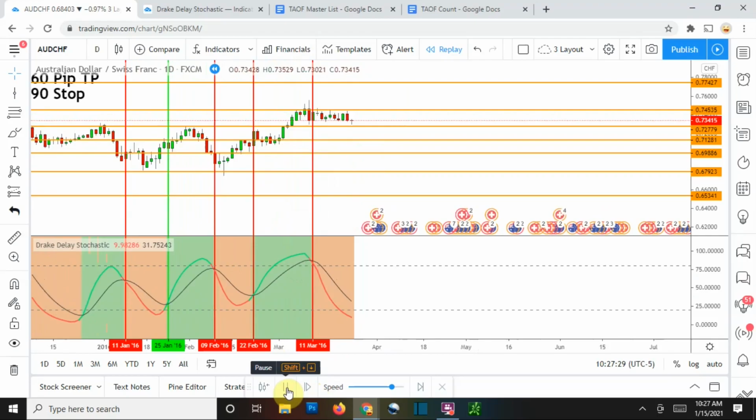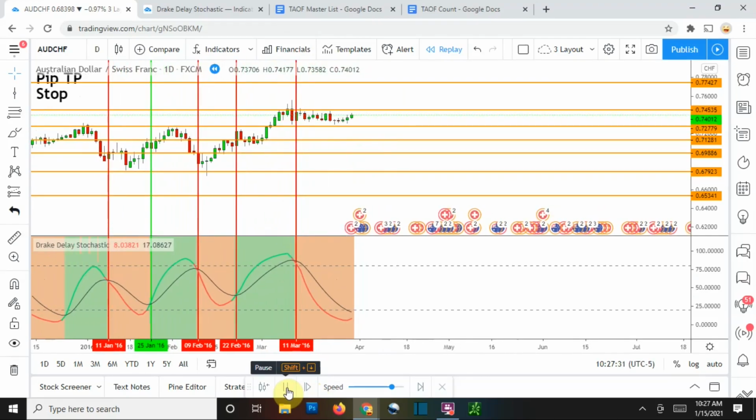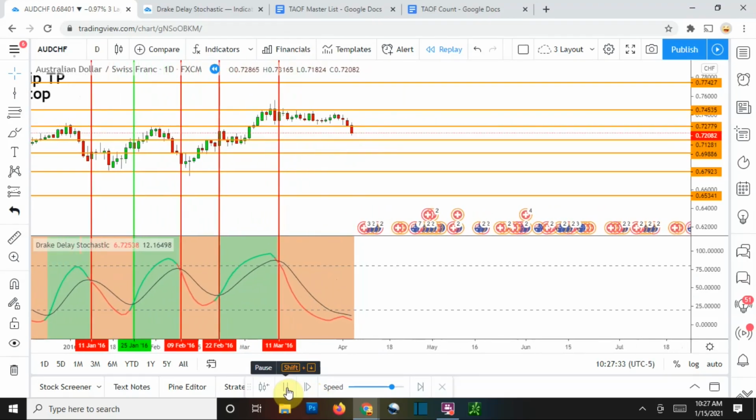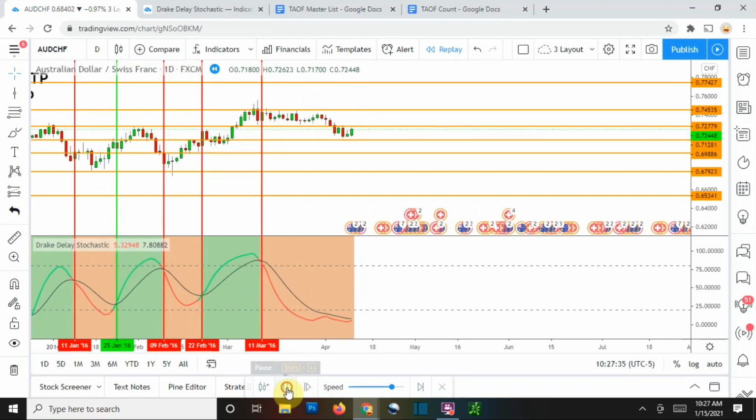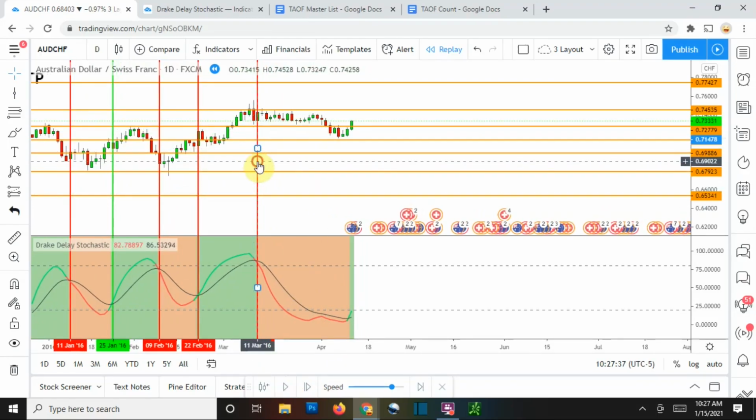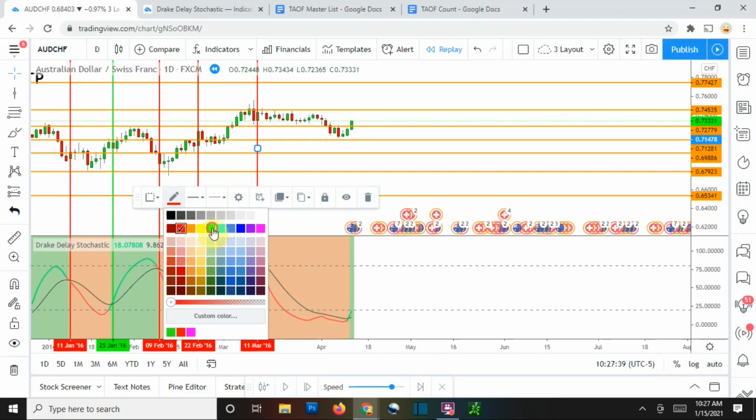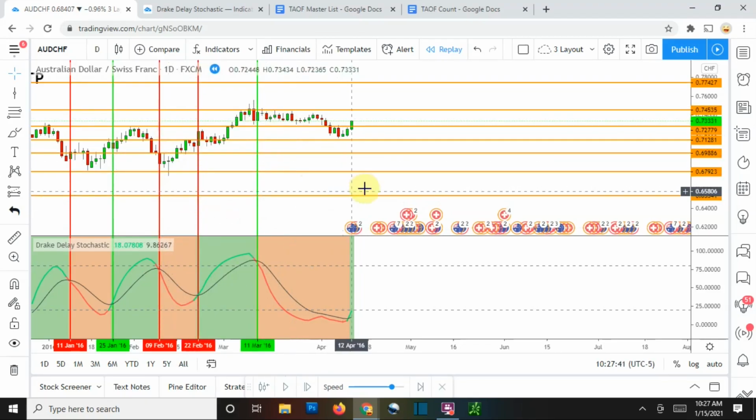See if it can actually reject this area. It's just kind of chopping sideways right now. There we go. And it finally breaks down and gets us to take profits. And now once again, you see that price action came down.